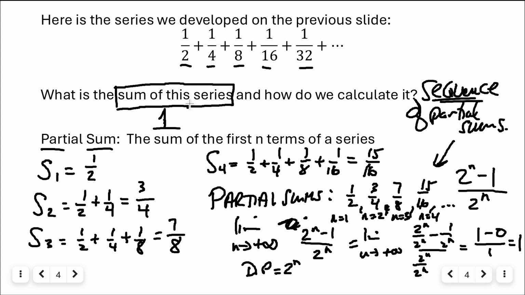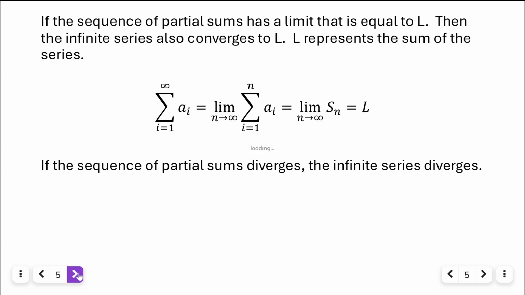But 1 is also the sum of the series. So obviously that can't be a coincidence. So let's try to generalize it. If the sequence of partial sums has a limit that's equal to L, like in our last slide, it was equal to 1, then the infinite series also converges to L. It also converges to 1, which we figured out 2 slides ago when we were shading in that slide. L represents the sum of the series.